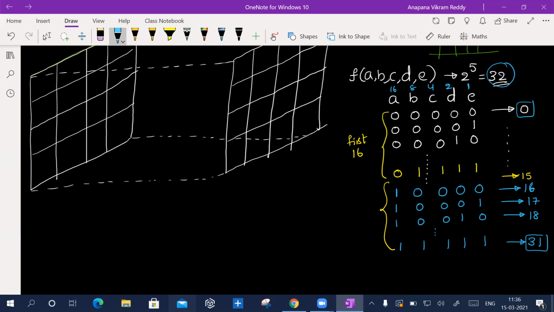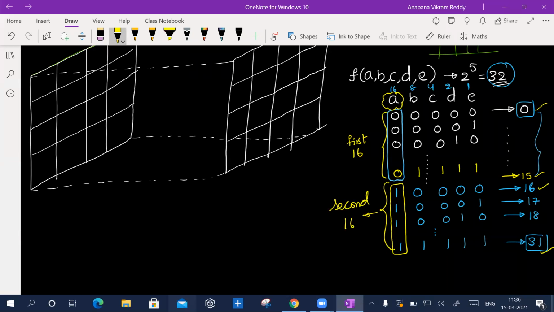What I want to say is, you have 16 zeros here for A, and for these you have 0 to 15. And then you have 16 ones for A. I'm talking about A. For A zeros you have 0 to 15, and for A ones you have 16 to 31. Now you tell me how many cells you have here?